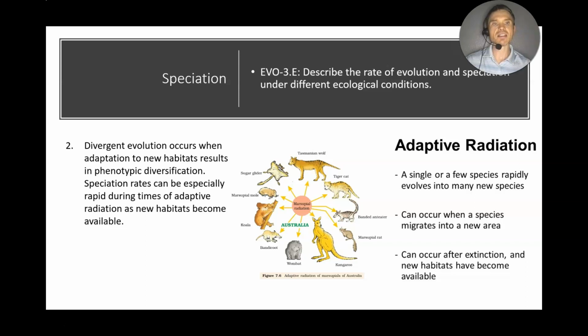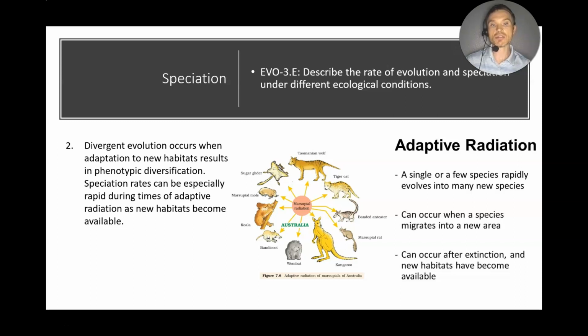So what exactly is adaptive radiation? Well, adaptive radiation happens when a single or a few species rapidly evolve into many new species. This can occur when a species migrates to a new area. This usually occurs after a major extinction event, or can occur when new habitats become available, such as when a volcanic eruption occurs and creates a new island.